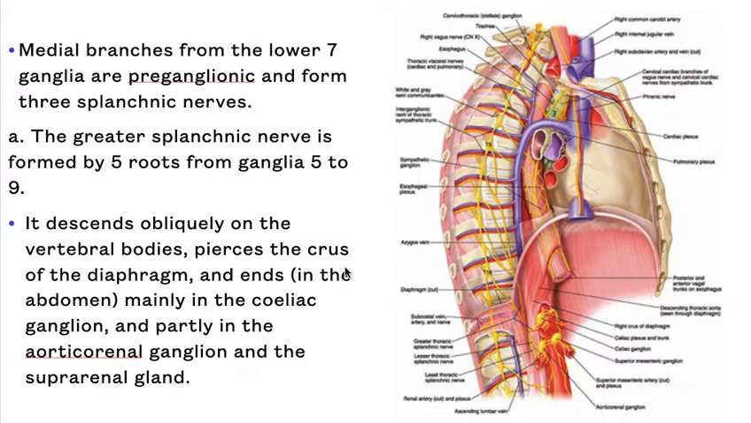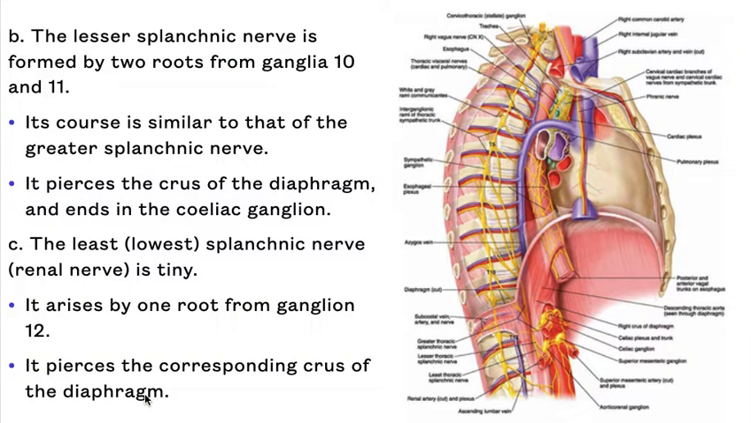The medial branches from the lower seven ganglia are preganglionic and form the three splanchnic nerves. The great splanchnic nerve is formed by five roots from ganglia 5 to 9, descends obliquely onto the vertebral body, pierces the crus of the diaphragm, and ends in the abdomen, mainly in the celiac ganglion, and partly in the aorticorenal ganglion and the suprarenal ganglion.